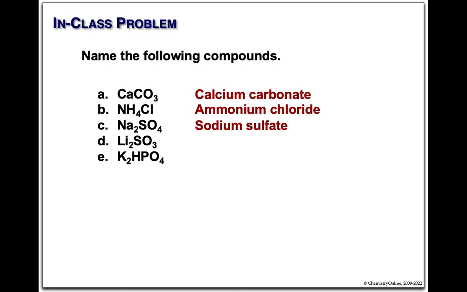If we take sulfate, take 1 oxygen off, what do we get? Sulfite. Lithium sulfite. Phosphate is PO4, isn't it? It's a -3. Here we put 1 hydrogen on, making this -2. So we need 2 potassiums. Potassium, hydrogen, phosphate. 3 words.